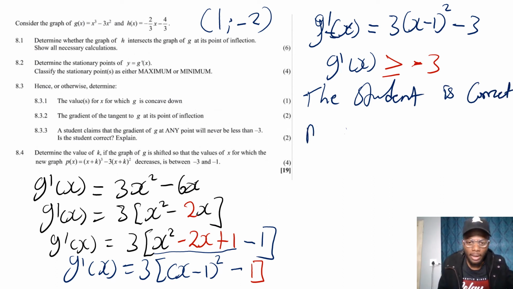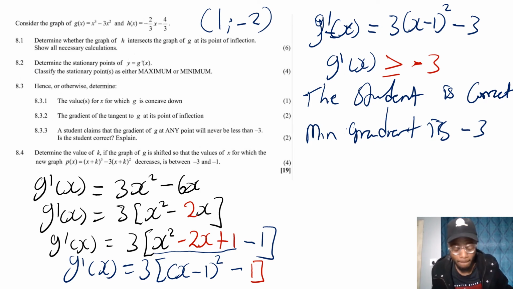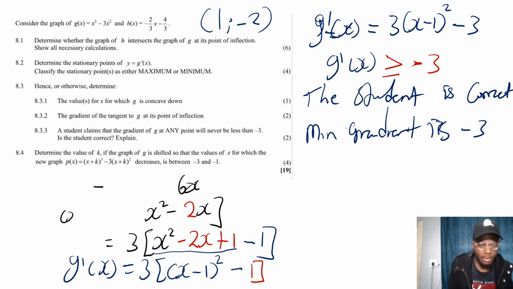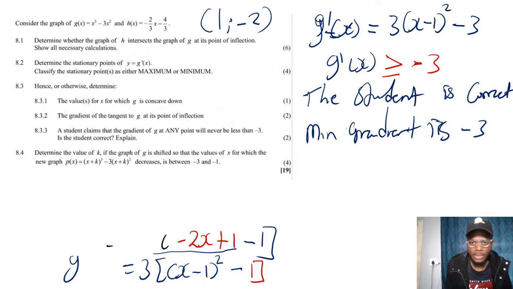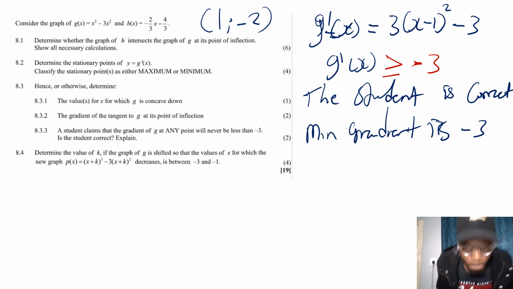because we can write minimum gradient is negative 3. Yes, the student is correct. The student is correct. Perfect. Because that's what we have to prove. Then we have proved it. Then let's continue, guys. Let's continue with our thing.